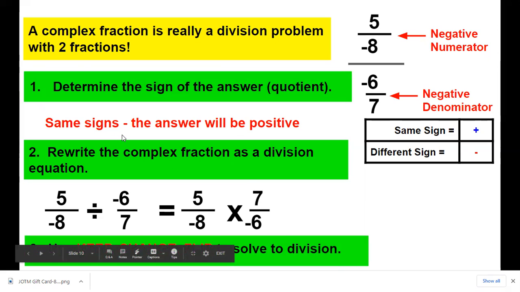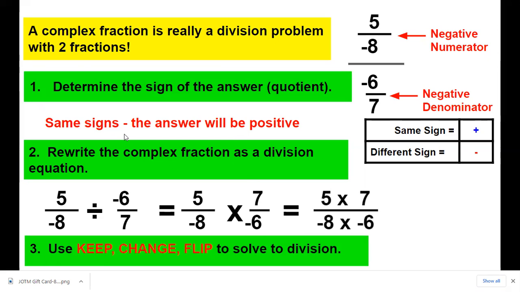Now I can cancel if I can, which I don't see anything that I can cancel. So I have to multiply across the top and multiply across the bottom. So that gives me 35 over 48. Remember, we said the answer was going to be positive because we were multiplying two negatives together. So the answer is positive 35 over 48.